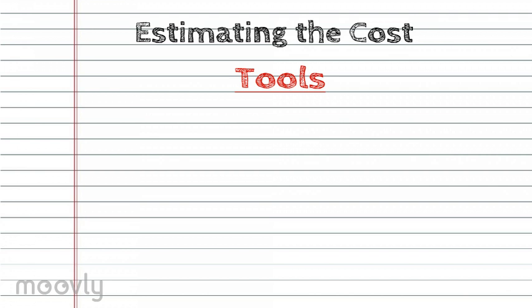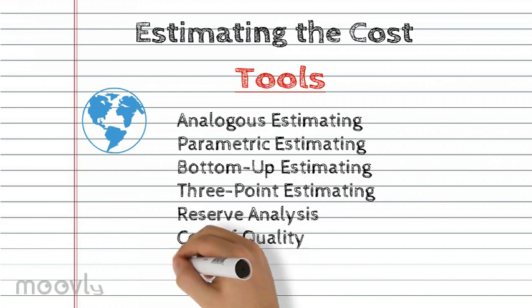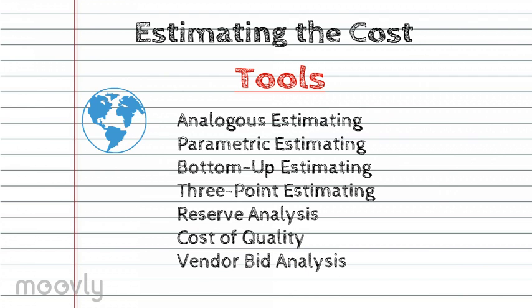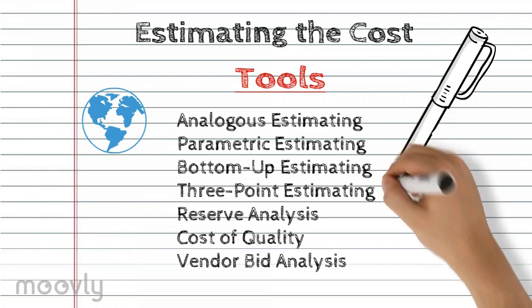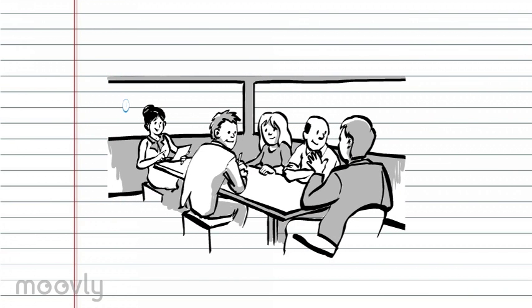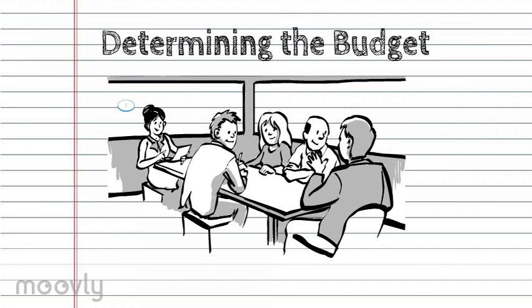The tools are analogous estimating, parametric, bottom-up, 3-point, reverse analysis, cost of quality, and vendor bid analysis. Next, we have determining the budget. Writing the official schedule, including when the budget is being tapped into, is very important. By having a budget, you know how much you can spend and when you can spend it.